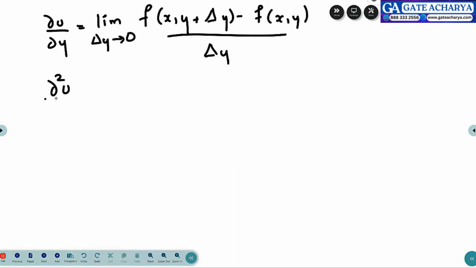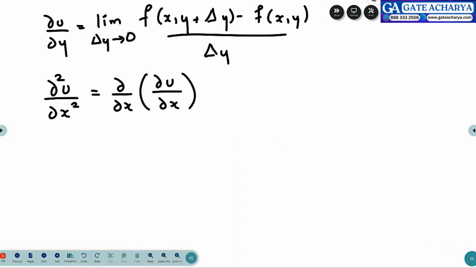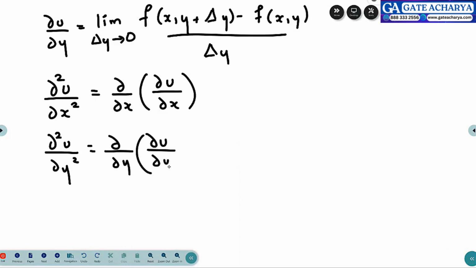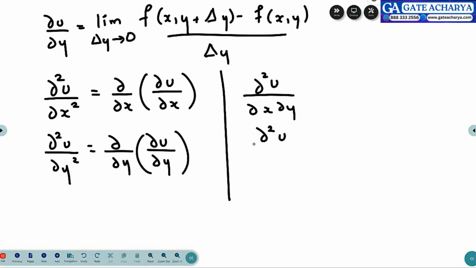Dou square u by dou x square. What is this dou square u by dou x square? It is dou by dou x of dou u by dou x. Then there is the second order dou square u by dou y square. What is that? Now comes the tricky term. Have you heard about this? What is this idea?